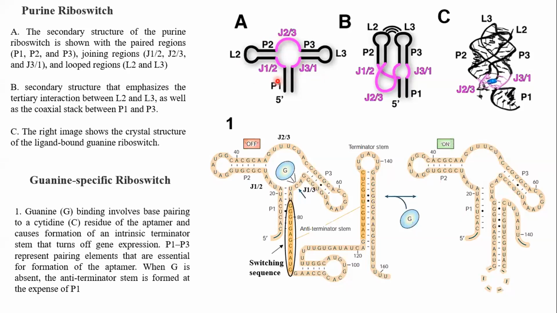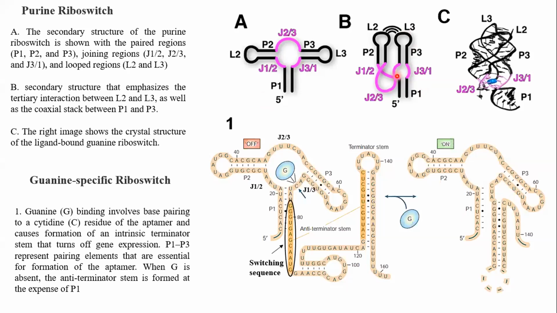So they are going clockwise: 1, 2, 2, 3, and 3, 1. So there are 3 pairing regions, 3 joining regions, and 2 loops. This is the L2 loop and this is the L3 loop. This is a spread out, or convenient, structure.